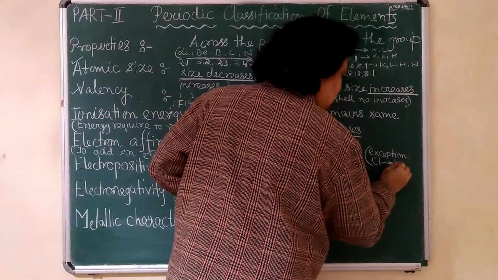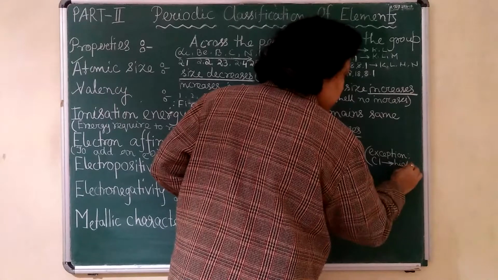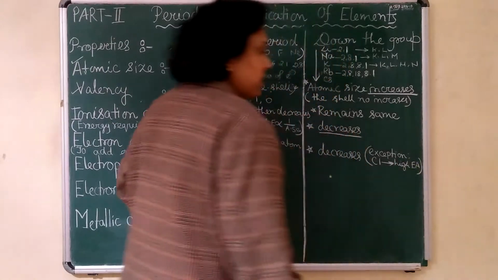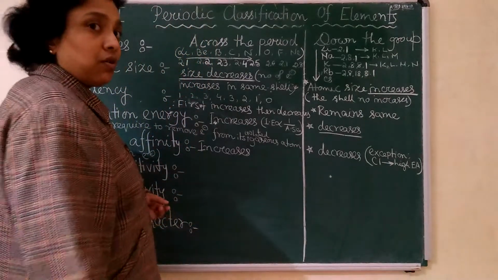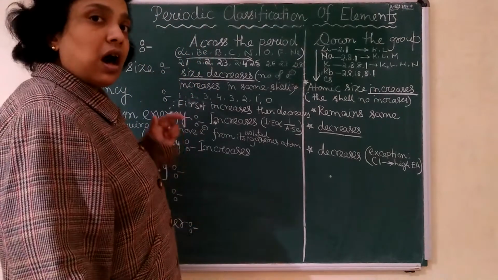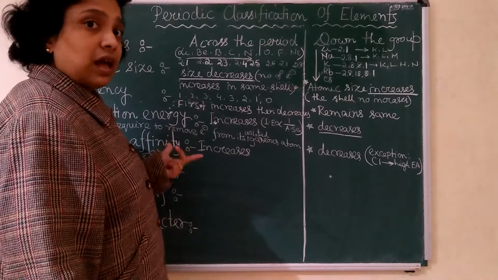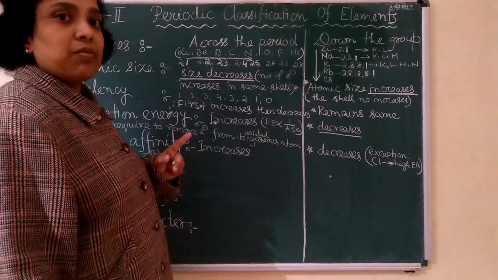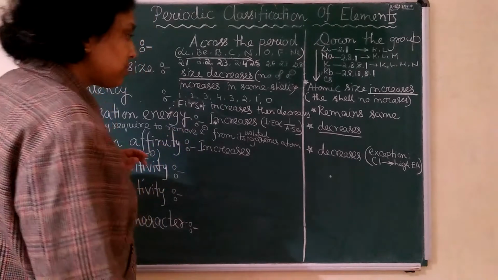Chlorine shows higher electron affinity than fluorine. Electron affinity, in short, I have written EL. Okay, not fluorine. Chlorine will show higher electron affinity than fluorine. What is the reason? Fluorine has a small size.